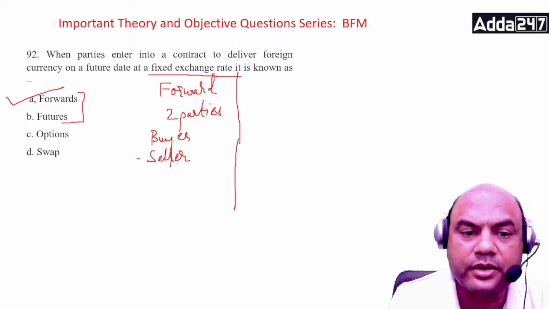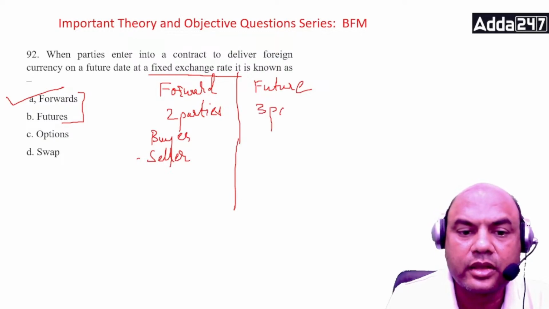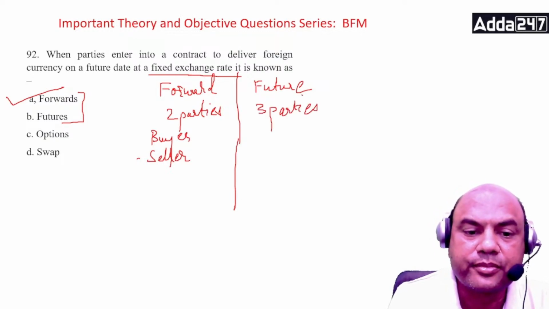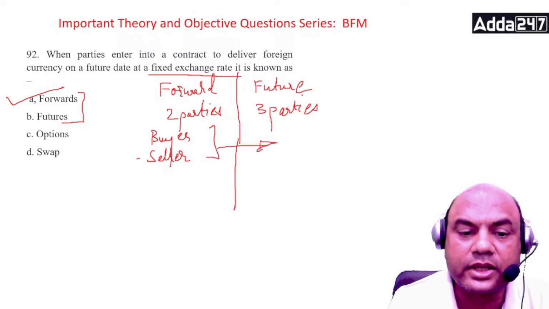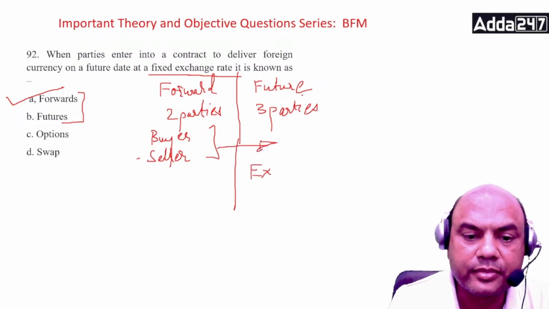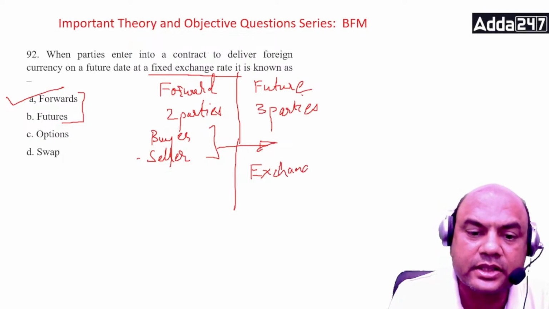In future, there are three parties. Which are those three parties? These two are the same. I'll mark them as they are. Plus the third one is the exchange. This is the third party.